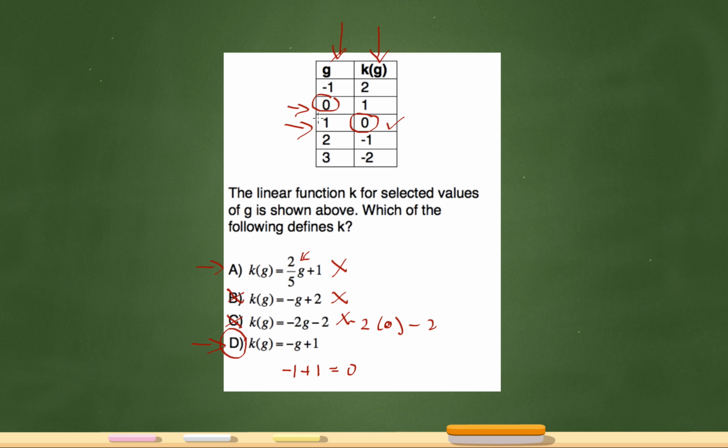Now, let's say if 1 worked for A and D, then I would go to 2 and see when I put in 2 for G, does it give me negative 1? And I can keep doing that for all the answer choices till there's only one answer choice left, and that one has to be it. And in this case, it just worked out with 0 and 1. I was able to figure out it's D.